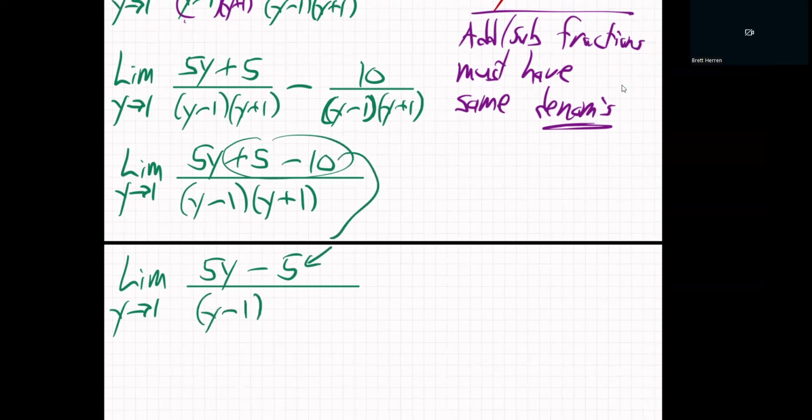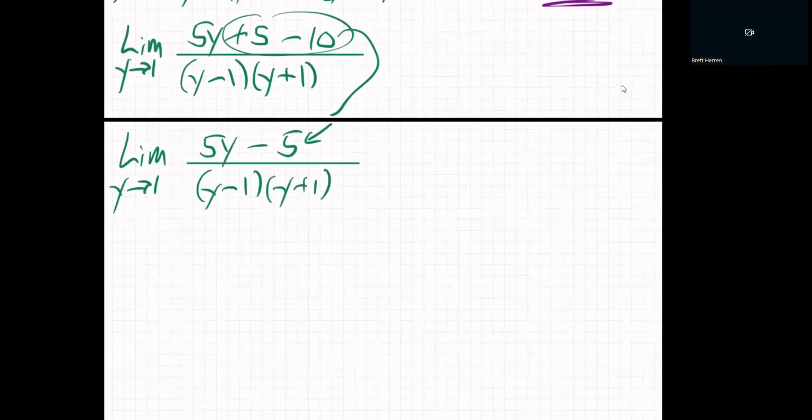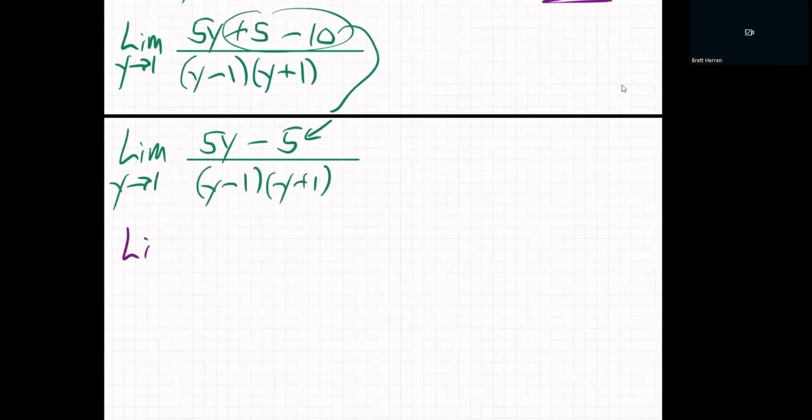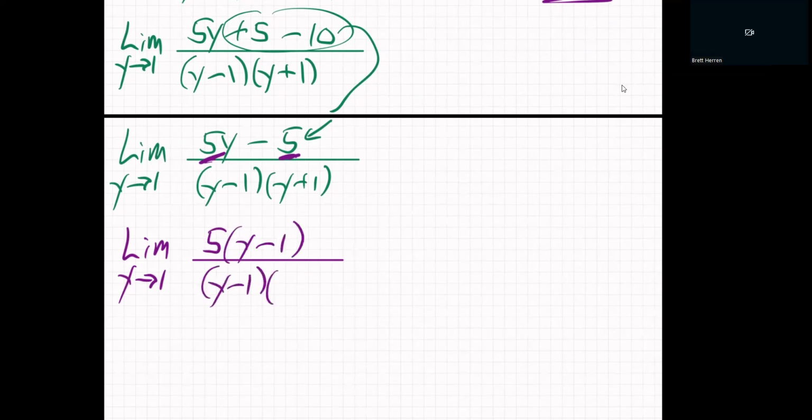Now, could I plug in the 1 now? If I put in a 1 there, 5 minus 5 is 0. That's 0, that's 2. 0 times 2 is 0. No, I still can't plug in. One more step: I'm going to factor that top. Do you see how I can factor that top? They both have a 5 in common. So take out the 5, y minus 1. And now this and this cancel.